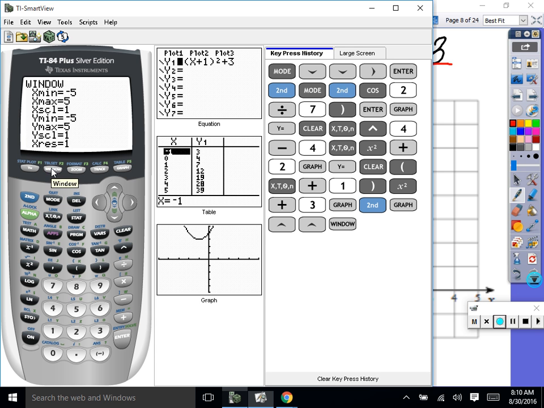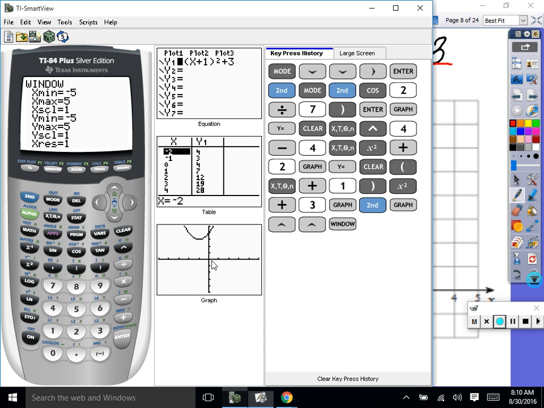Everybody go to window. A standard viewing window is for X min, that means how low you want to see on the X-axis. Look up here so you understand windows. In secondary mastery, you have to understand how your windows work. So X min means I can see as far down as -5. If I want to see further down, I could change that. Mine's right now at -5. If I want to see down to -10, I could, but I don't care to see further left or right.